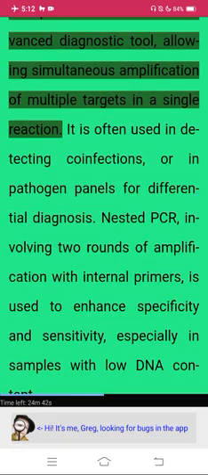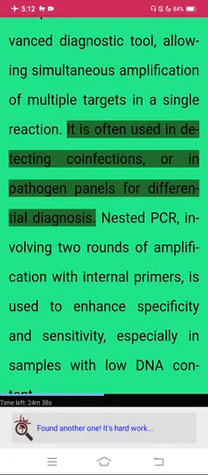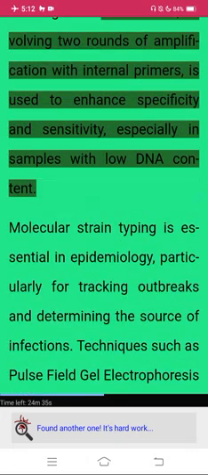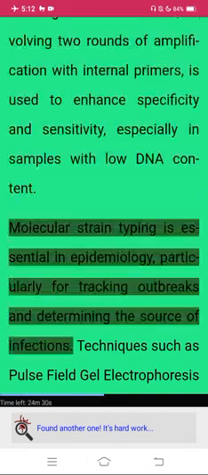Multiplex PCR is another advanced diagnostic tool, allowing simultaneous amplification of multiple targets in a single reaction. It is often used in detecting co-infections or in pathogen panels for differential diagnosis. Nested PCR, involving two rounds of amplification with internal primers, is used to enhance specificity and sensitivity, especially in samples with low DNA content.